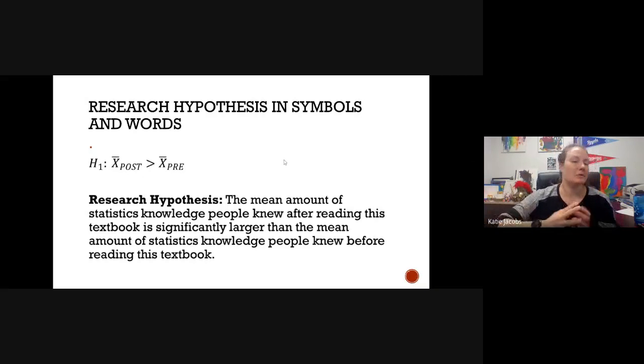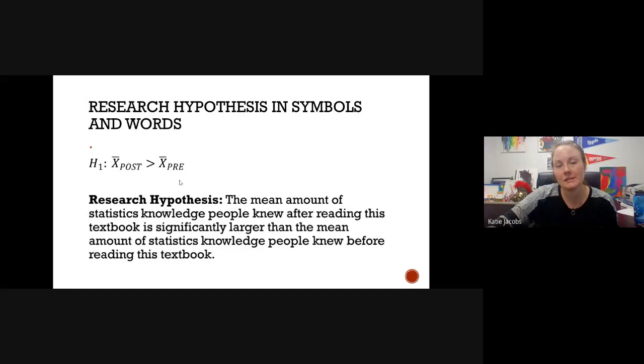We may have some other type of directional hypothesis that uses a less than sign. So if we talk about the example that I used earlier about antidepressants, the treatment group who got the antidepressant having significantly less levels of depression than the group that got the sugar pill, that would also be a directional research hypothesis. So here we have the greater than symbol, and then we have the X bar, which means the mean of the sample, and this is the pre, so this is before people read the book.